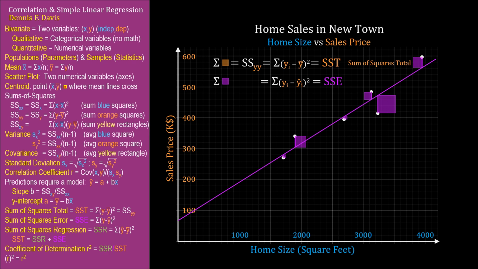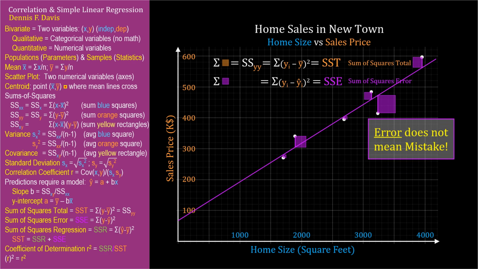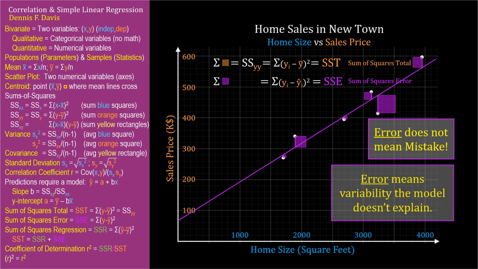The purple sum is called sum of squares error, or SSE, and I need to say immediately that in statistics, the word error does not mean mistake. Error refers to variability in the data that our model does not explain. So please think of error as leftover variability, not as a mistake. And unless all your data points lie on a perfectly straight line, you'll always have error because there can't be a straight line that passes through every point. So don't think it's your responsibility to get rid of all the error. Error, that is variability, is always with us.